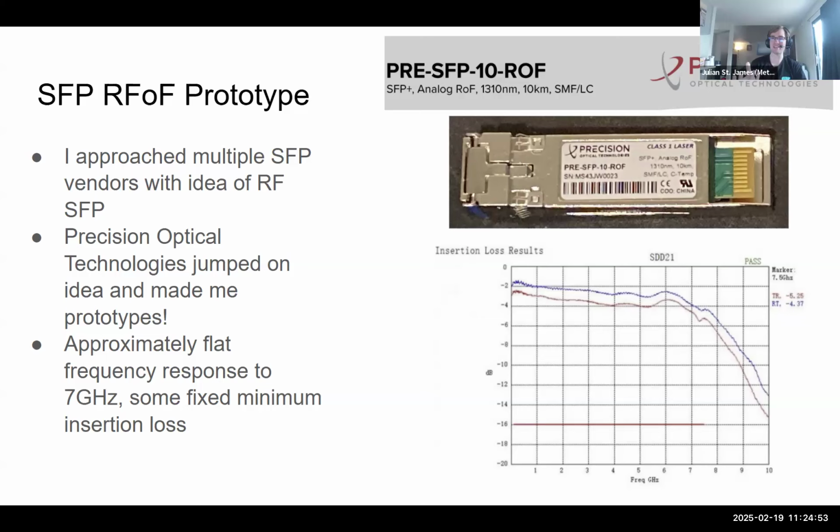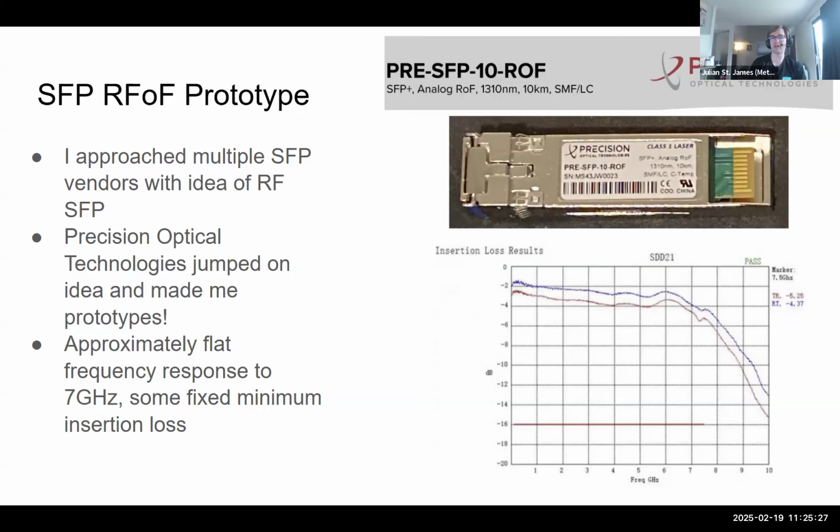But basically they made this SFP prototype that's pictured there, and it has a pretty flat frequency response up to about 7 gigahertz. Obviously it has some insertion loss. I didn't ask for amplifiers or anything. I would rather not put amplifiers in the SFP because then that will limit the frequency range and everything that you're trying to do. But you can get with this prototype a relatively flat frequency response with some insertion loss up to about 7 gigahertz. Again, with just a normal, I believe it's an LR laser because it's 1310, 10 kilometer.